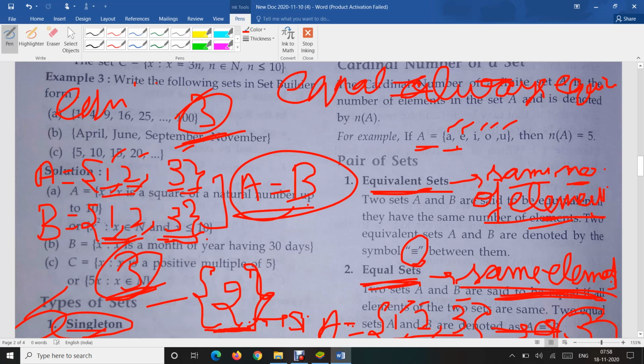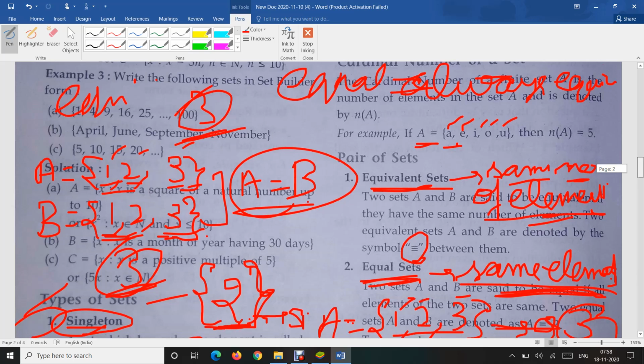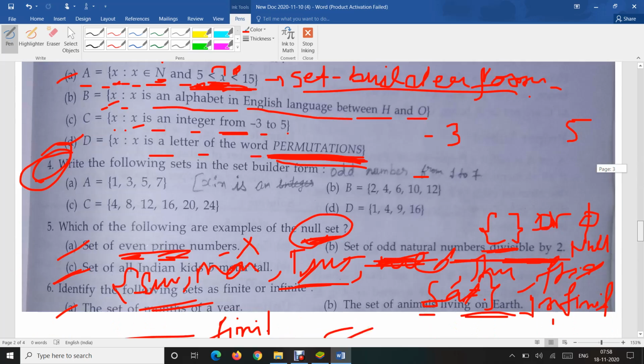an equivalent set. But an equivalent set may or may not be equal. Hope you understand. If you have any problem regarding this topic, then you can ask.